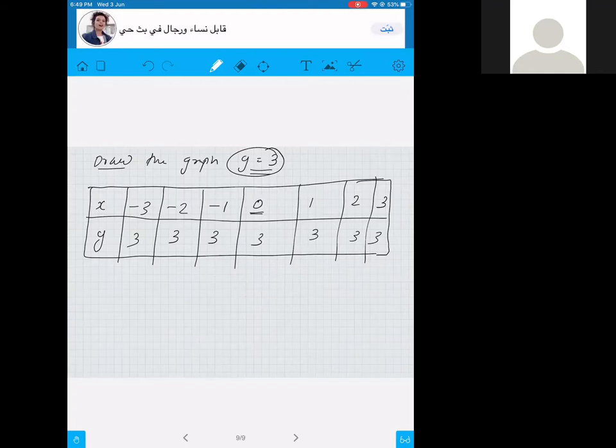So, sir, every time, whatever the value is given, we always have to make a table with integers of the same number, right? Yes. To draw the graph.